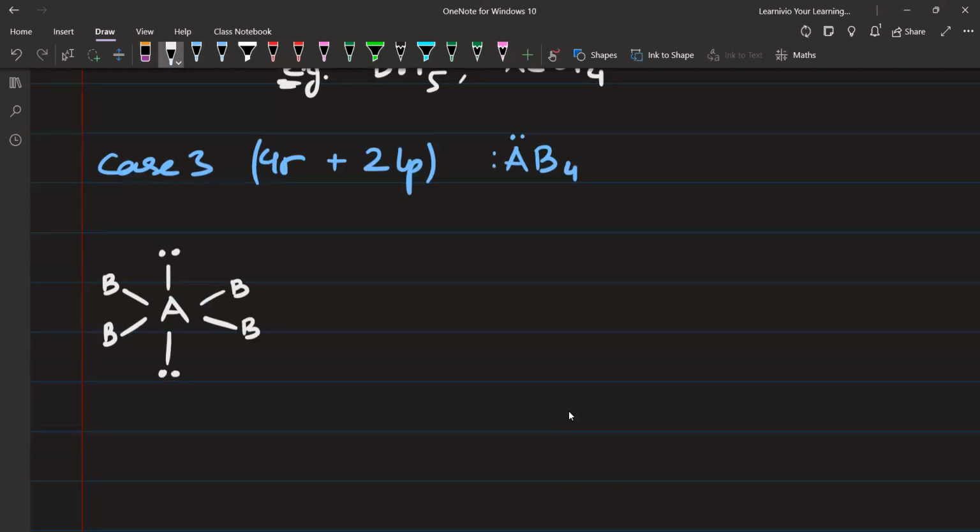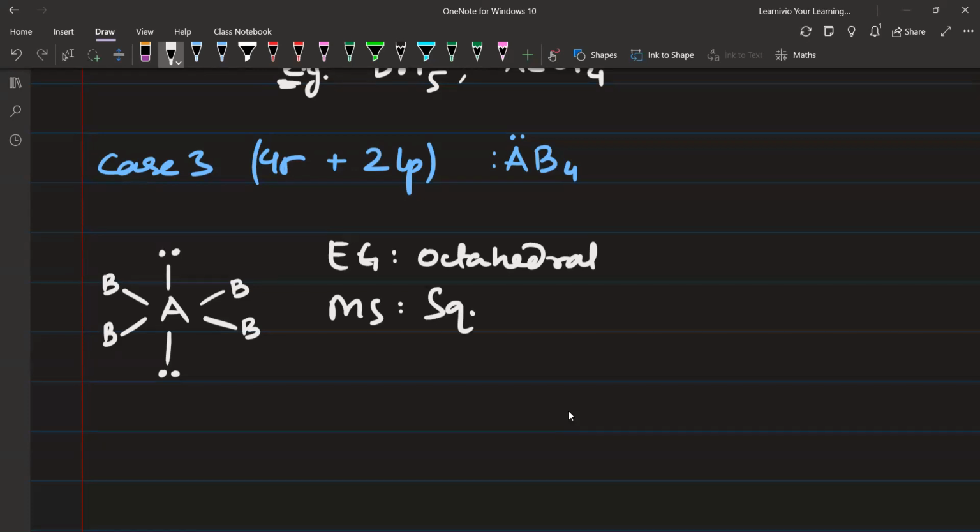All the B atoms are in the plane. The electronic geometry is still octahedral, and the molecular shape is not the same now, it is square planar. All of these atoms are in one plane, even the A atom is in the same plane, so it will be square planar.